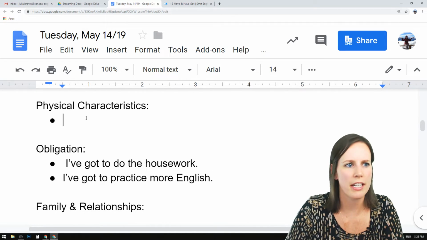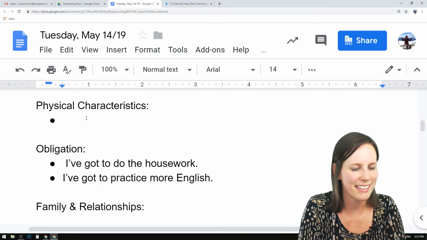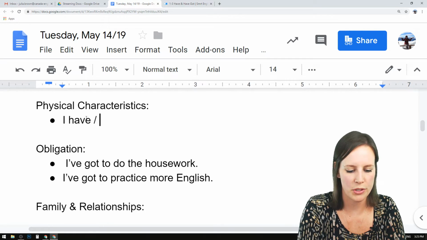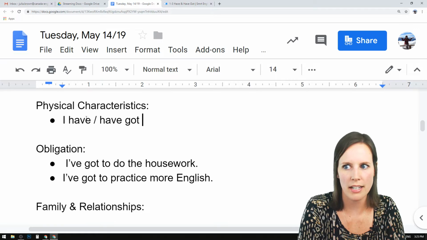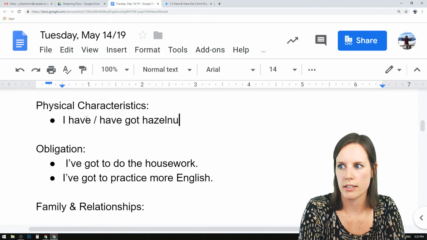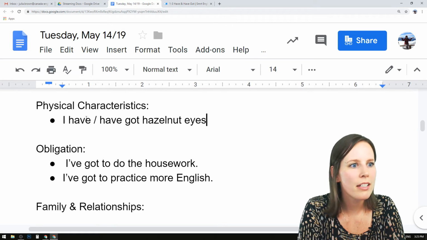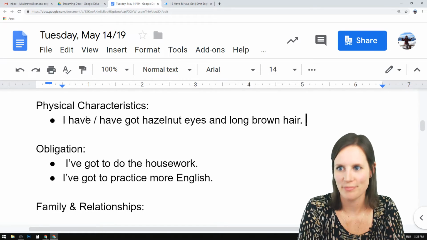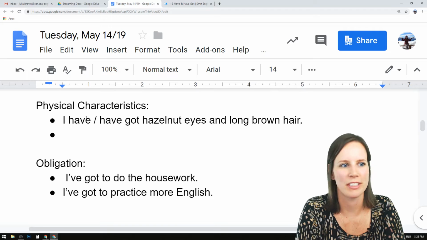What about physical characteristics? I saw lolly lolly. I have. We'll do have got in brackets. I have got hazelnut eyes and long brown hair. Nice. Beautiful.